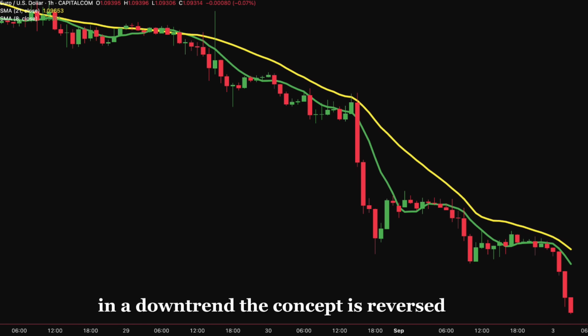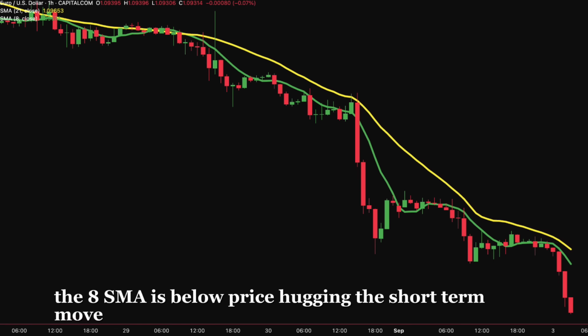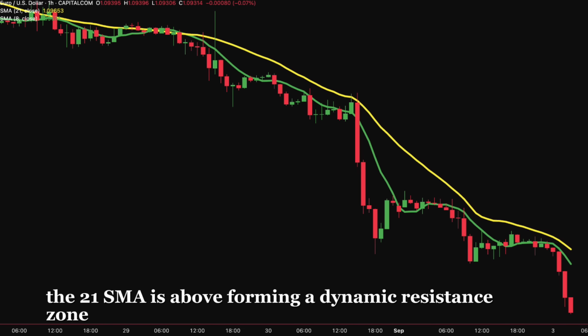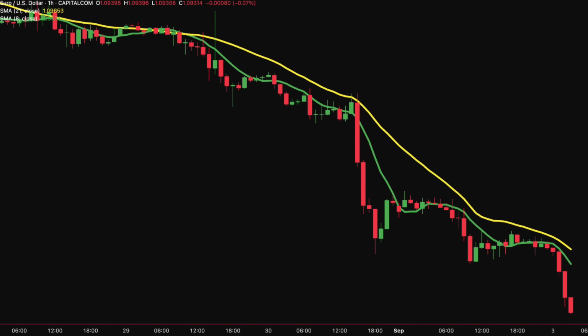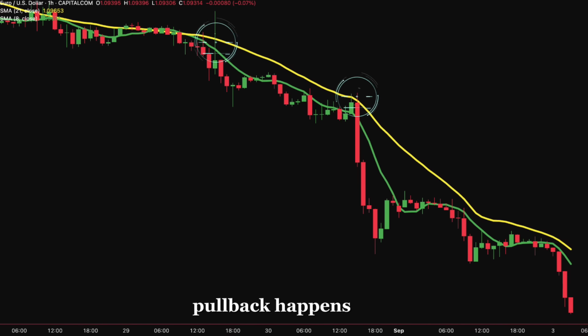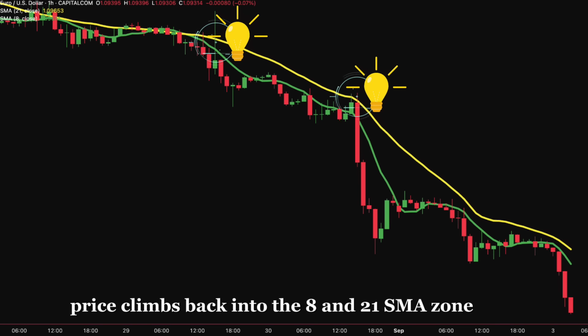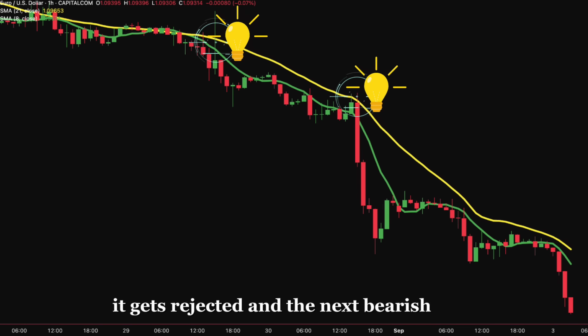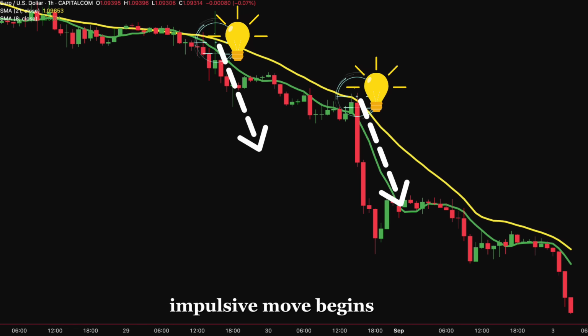In a downtrend, the concept is reversed. The 8 SMA is below price, hugging the short-term move. The 21 SMA is above, forming a dynamic resistance zone. Here's what happens. Price makes lower lows and lower highs. Pullback happens. Price climbs back into the 8 and 21 SMA zone. It gets rejected and the next bearish impulsive move begins. That's where you consider a sell entry.